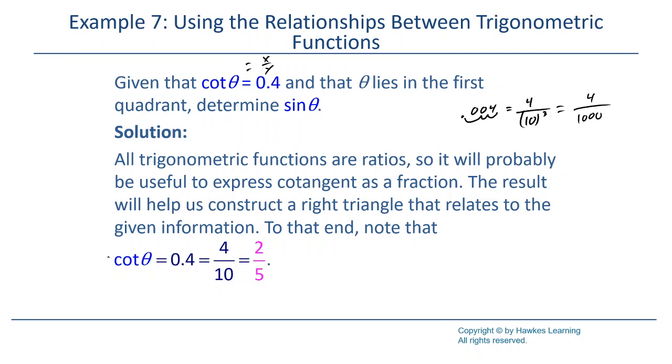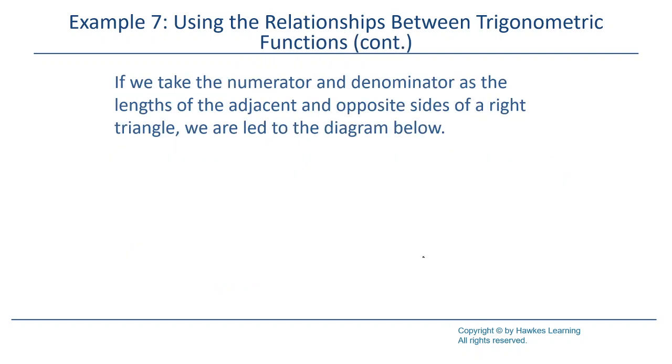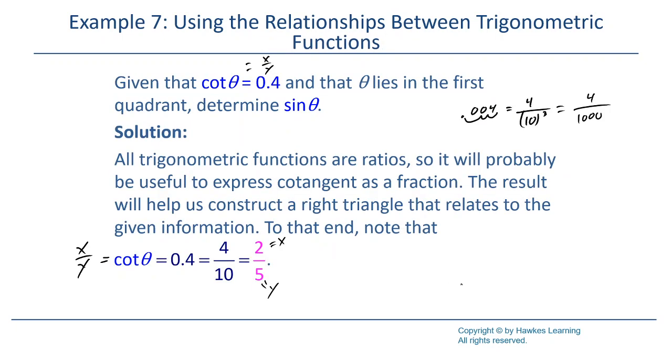And now if cotangent is supposed to equal x over y, then now we have our x value and we have our y value. So then you go, okay, we're not quite there yet. You're correct, but we're getting close. Because we know that sine of theta is supposed to be equal to the y value divided by the radius. So now all we got to do is find out the radius.